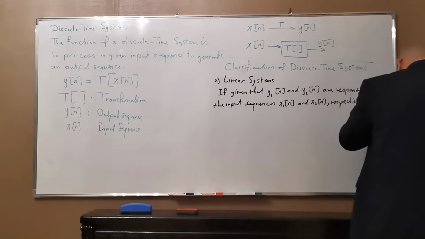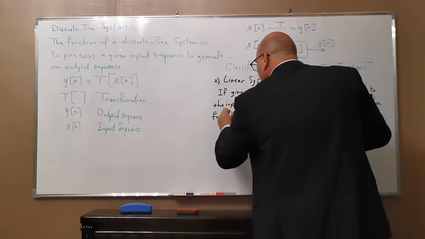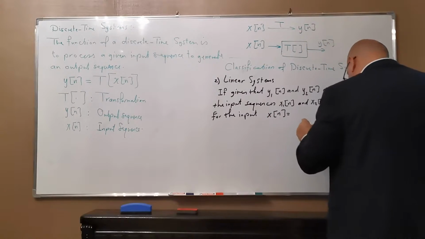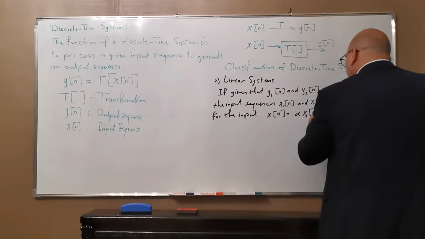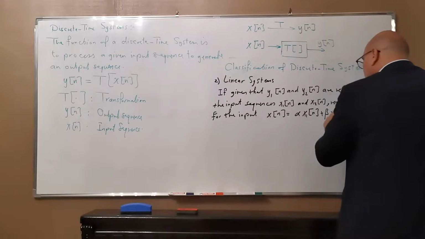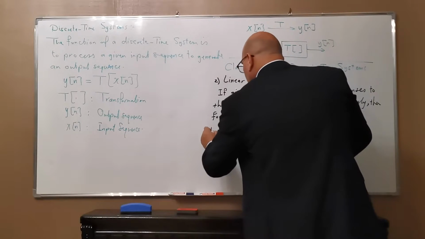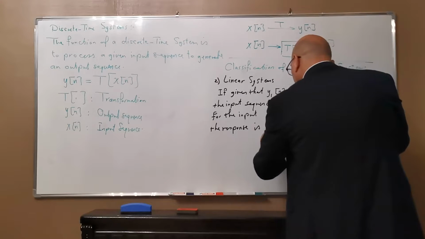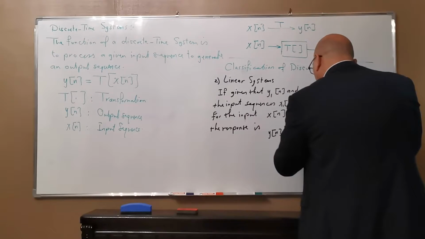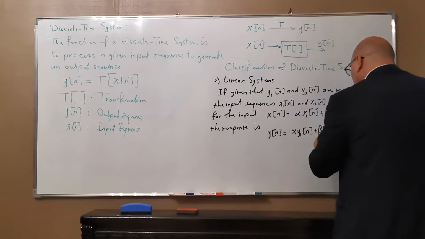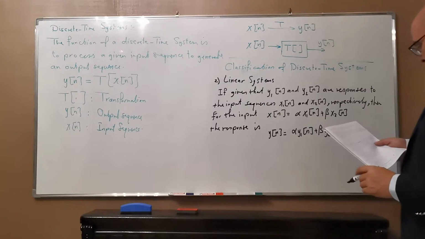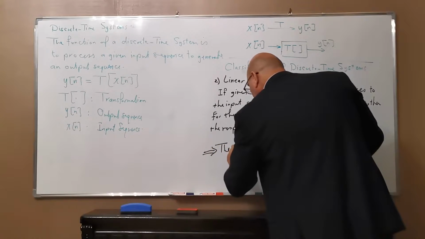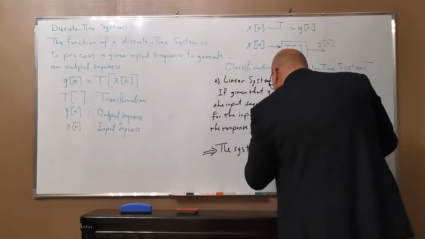then for the input x of n equals alpha x1 of n plus beta x2 of n, the response is y of n equals alpha y1 of n plus beta y2 of n. Then we say that the system is linear.